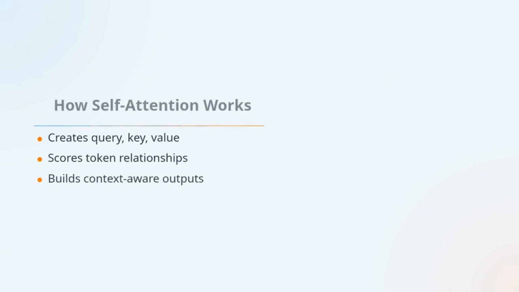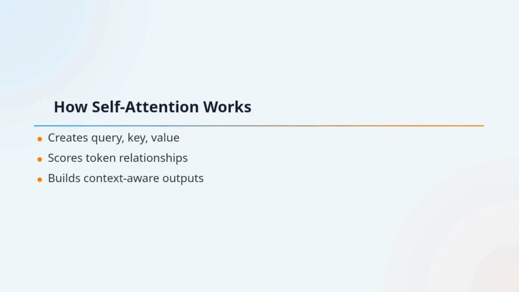Self-attention works by creating 3 vectors for each token: query, key, and value. A token's query is compared with other tokens' keys to produce attention scores. After normalization using softmax, those scores are used to combine value vectors. The final result is a context-aware representation where each token gets information from other relevant tokens in the sequence.